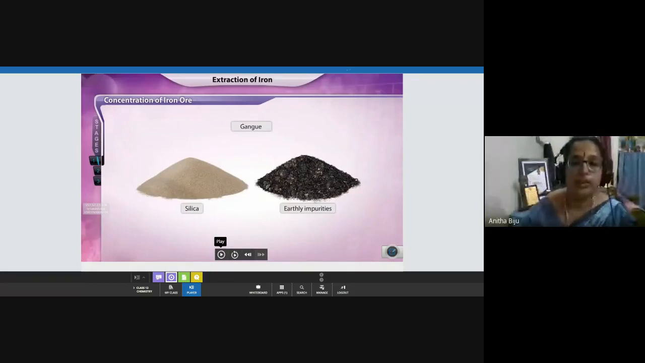Major impurities present in hematite along with iron ore are silica and earthy impurities. This is important. The light earthy impurities are removed in the first stage of extraction, concentration. Let us see how this happens.